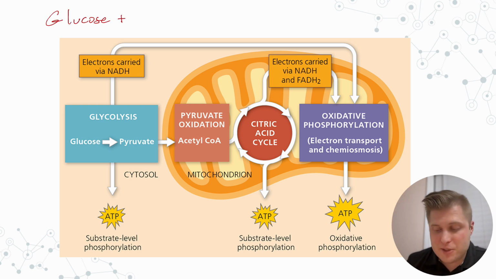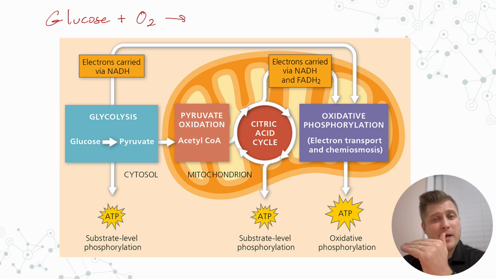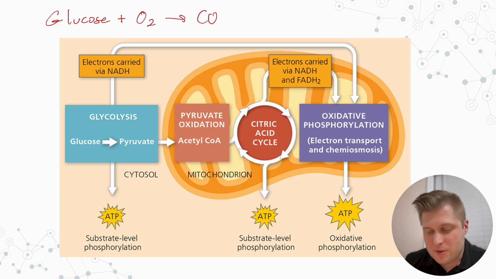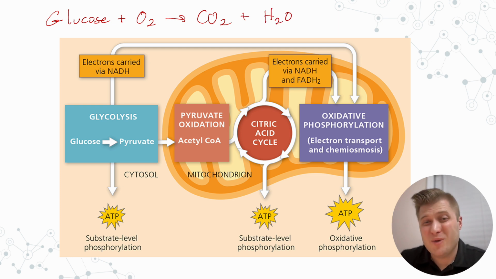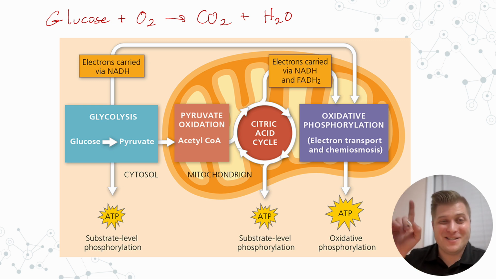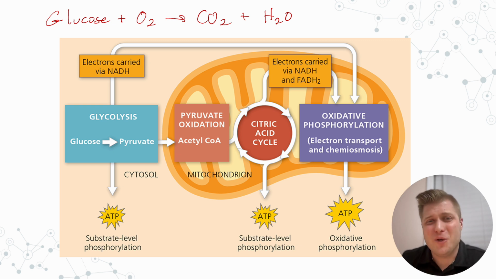We're going to need some oxygen as well. And when this process is done, there's going to be some CO2 and some H2O. Okay, so what's going to go into a mitochondria and what's going to come out is exactly what you see in that equation. So let's have a look, starting with glycolysis.